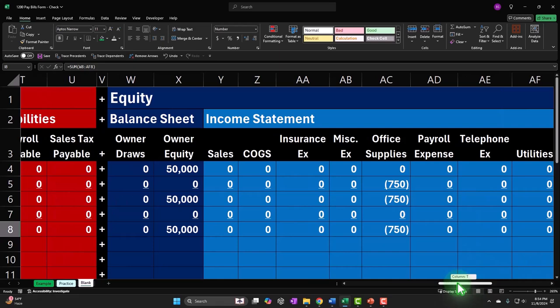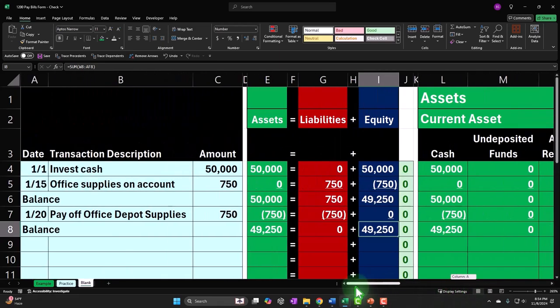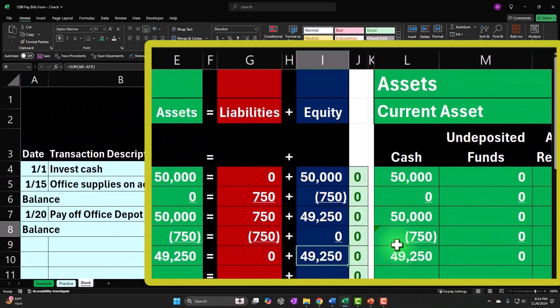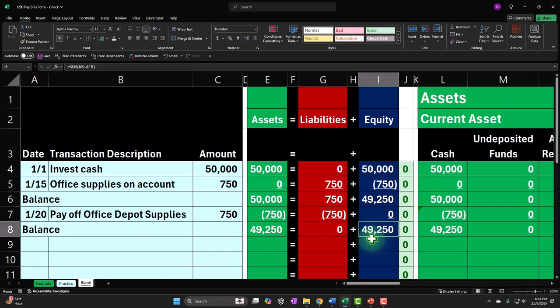So all we have at this point in time is the $49,250 in cash. If I liquidated the business, I currently have no liabilities to pay off. I've got the $49,250 in cash. I lost the $750. It's been consumed. If I stopped the business and liquidated at this time, I could take the money, $49,250, out and put it back in my account, which is why the equity is currently at $49,250, representing in essence the value of the business, but on a book basis.